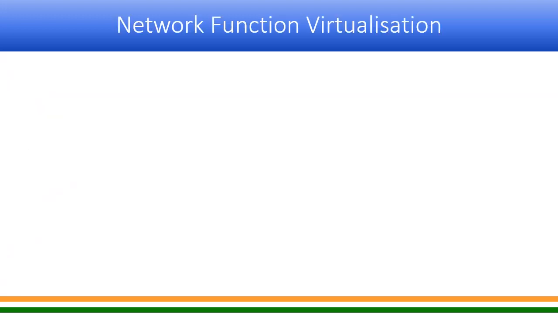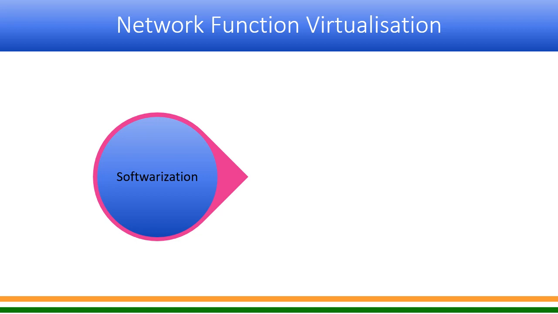So what is network function virtualization? Network function virtualization has three parts. The first is that the network functions, for example, your UPF, user plane function in 5G, or AMF, access and mobility function in 5G, or PCF, policy control function in 5G, etc. will be softwarized, in the sense that they will become a piece of software.